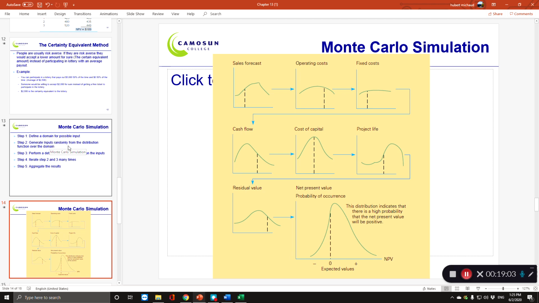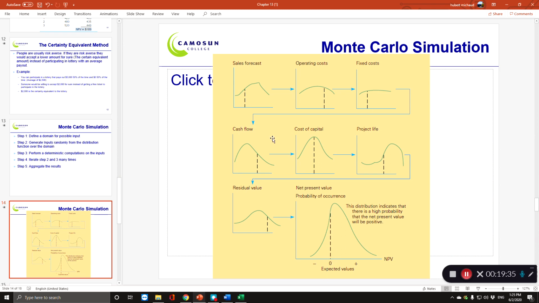Then in step 2, the program will choose one random value. So it will choose a value where there's a dotted line here, here, here, here. It chooses all these values for these different variables. Then in step 3, the program will calculate one NPV given all of these values. So we get this NPV here, and this is really weird. They put it at 0, but it wouldn't have to be 0. It could be positive or negative, right? But it will give us one value, one NPV here.